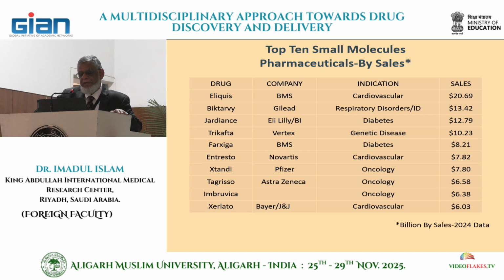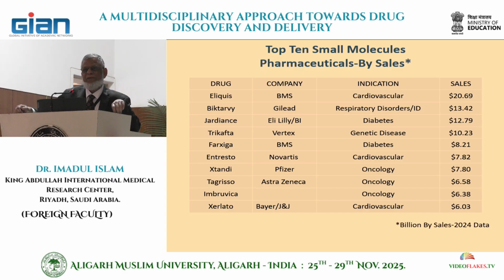So, top 10 small molecule pharmaceuticals by sale, this is 2024 data. And you can see how big the numbers are. Eliquis, a small molecule drug, sells 20 billion per year. And somebody made it, actually it was made by one of my colleagues in Bristol, Massachusetts, and she was rewarded for that. And not only that, this drug is on the market, it saves lives. So a lot of people are saved.